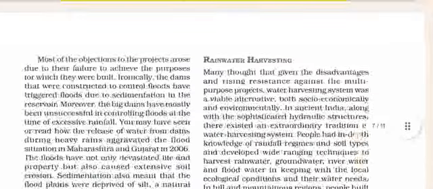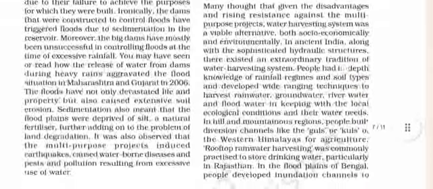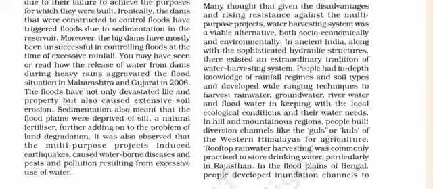Rainwater harvesting. Many thought that given the disadvantages and rising resistance against multipurpose projects, rainwater harvesting system was a viable alternative, both socio-economically and environmentally. In ancient India, along with the sophisticated hydraulic structures, there existed an extraordinary tradition of water harvesting system. People had in-depth water knowledge of rainfall regimes and soil types and developed wide-ranging techniques to harvest rainwater, groundwater, river water, and floodwater in keeping with the local ecological conditions and their water needs.